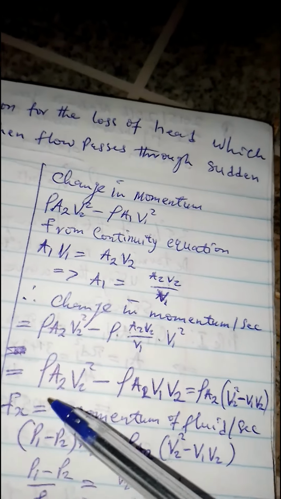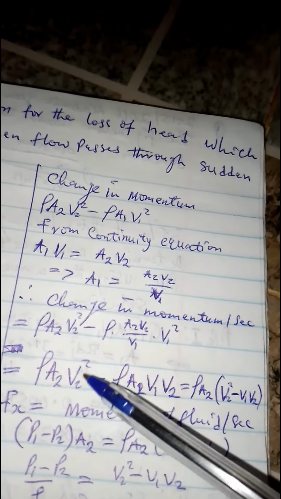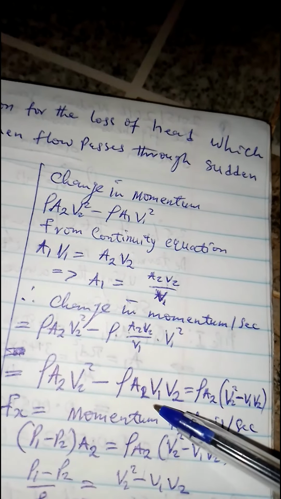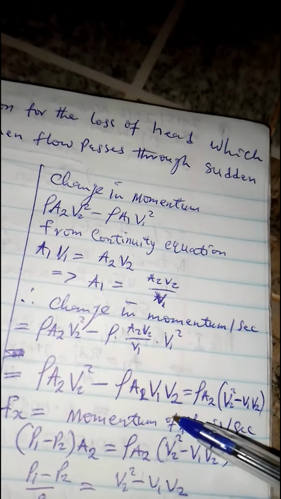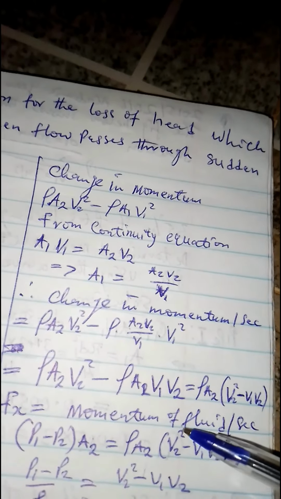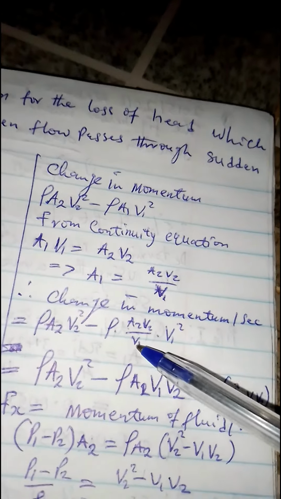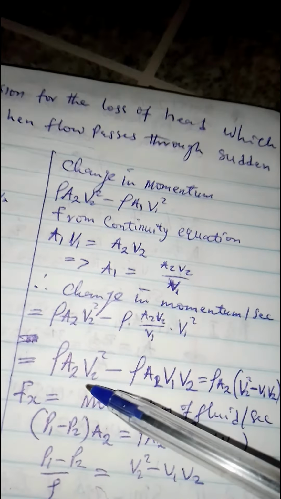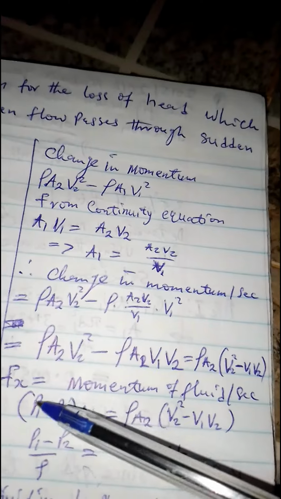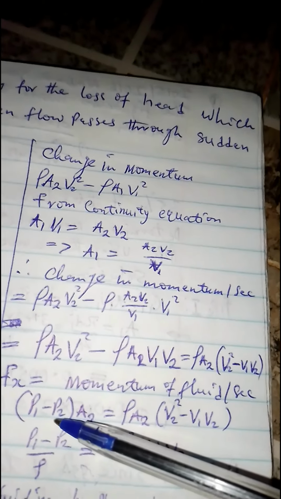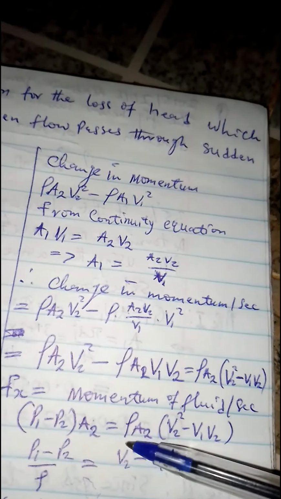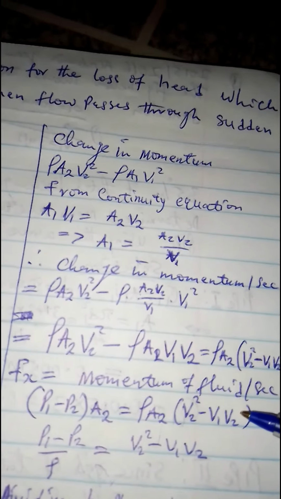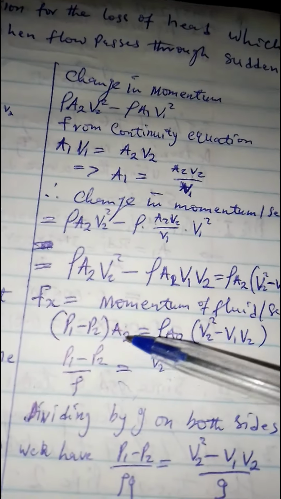So at the end of the day, you now arrive at this equation, which is rho A2 V2 squared minus rho A2 V1 V2. Having these two terms with the common factor rho A2, you bring it outside the bracket, then put V2 squared minus V1 V2 in the bracket. So now equating the force acting on the fluid with the momentum of the fluid per second, we have that change in pressure times area 2 is equal to rho A2 bracket V2 squared minus V1 V2. So that area 2 will cancel out.